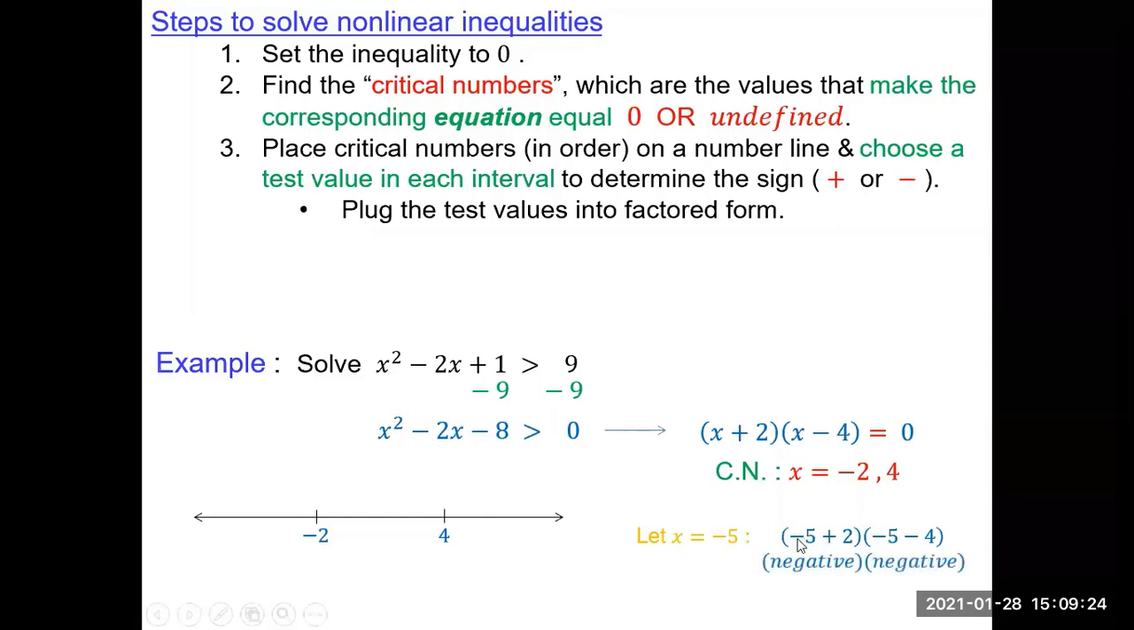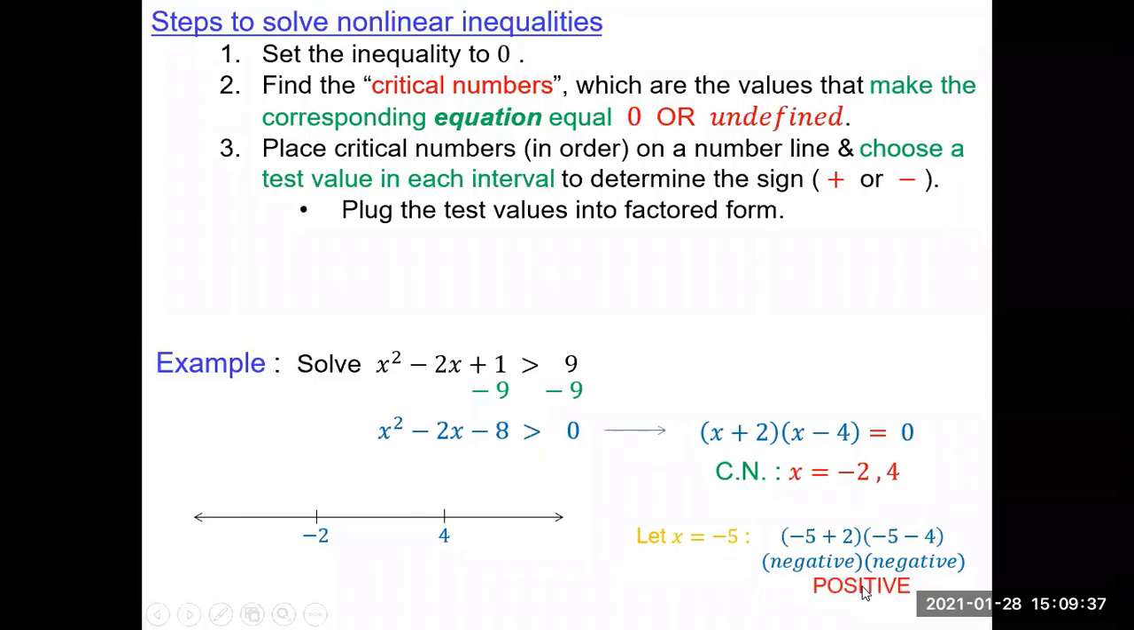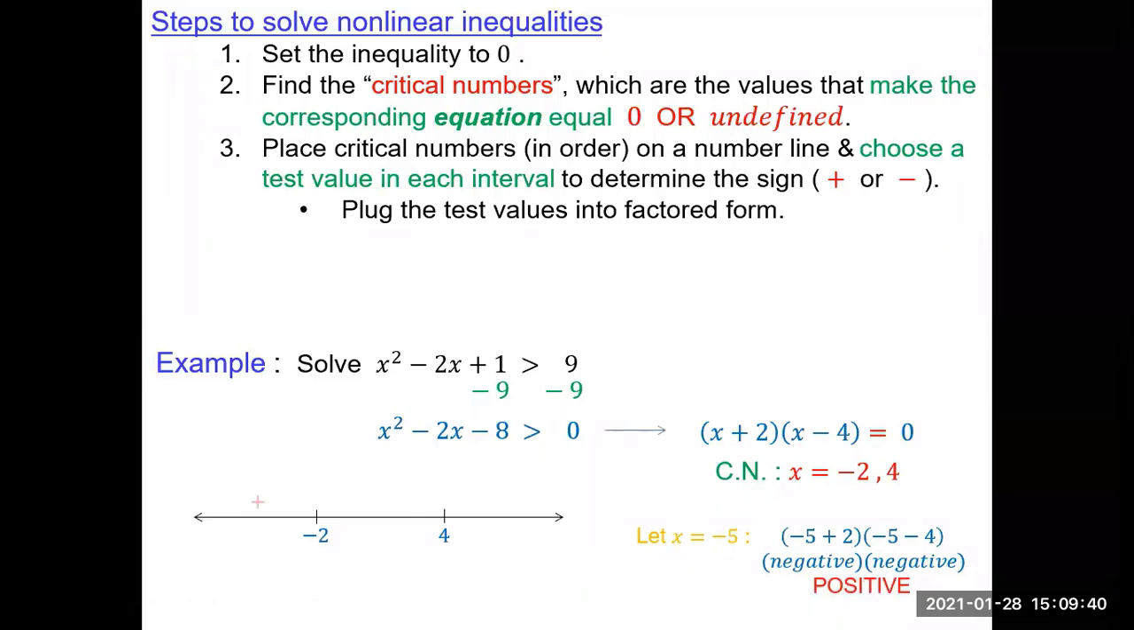So I should be able to see, without actually calculating the values, that negative 5 plus 2 gives me a negative number. Negative 5 minus 4 also gives me a negative number. And if I multiply a negative times a negative, I get a positive value, which is why on our number line, we simply put a positive in the region before negative 2. So now let's pick something between negative 2 and 4. Note that anything we pick is going to have the same sign, because there's only one way to change from a positive to a negative, or vice versa, and that's by passing through a value that gives me 0.